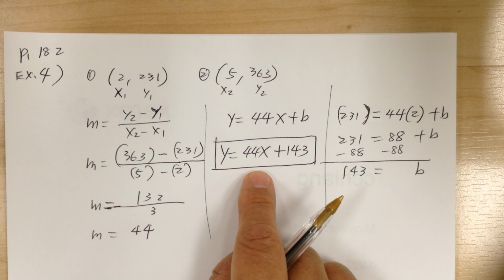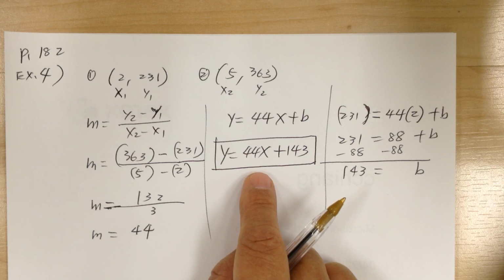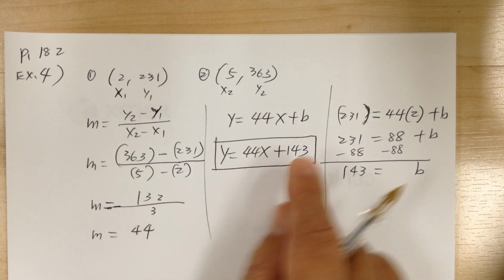Now that you've found the equation, explain the meaning of the slope and the intercept of the line. So the slope is the monthly fee.